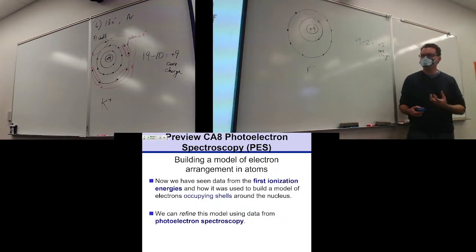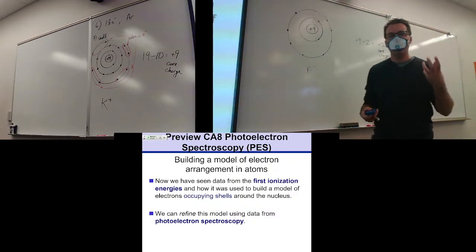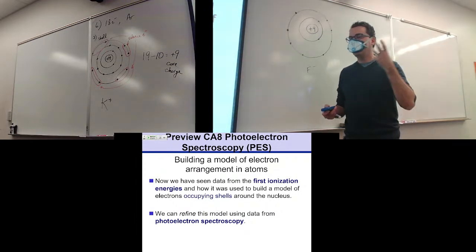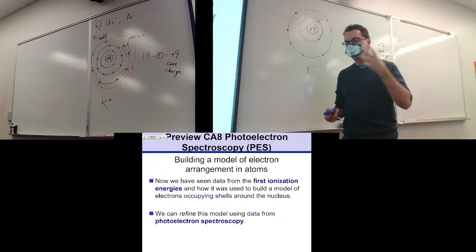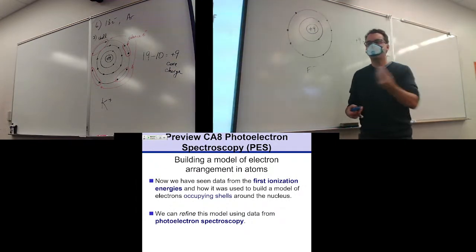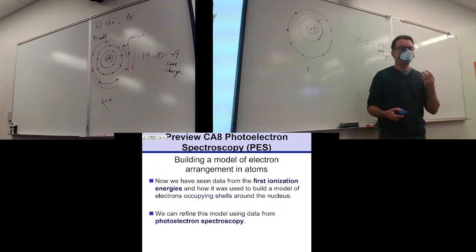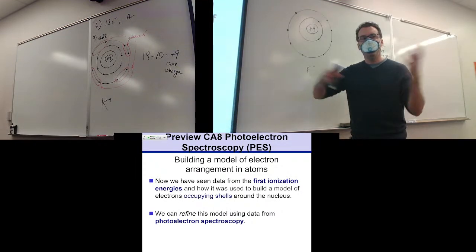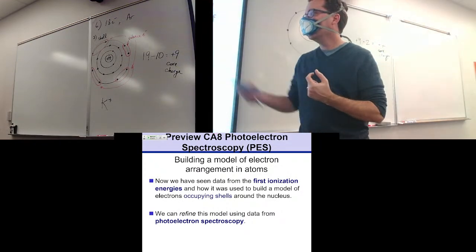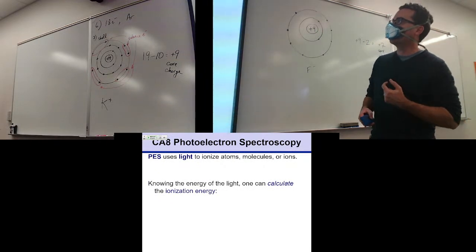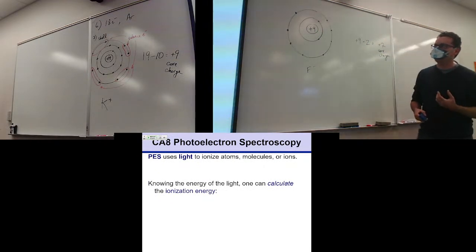This is an interesting technique because it zaps atoms with X-rays, and the X-ray energies are huge. They can be gigantic, meaning you can start to remove electrons from the core before you remove valence electrons. You can remove any electron you want using photoelectron spectroscopy. So we're using light, generally X-rays.